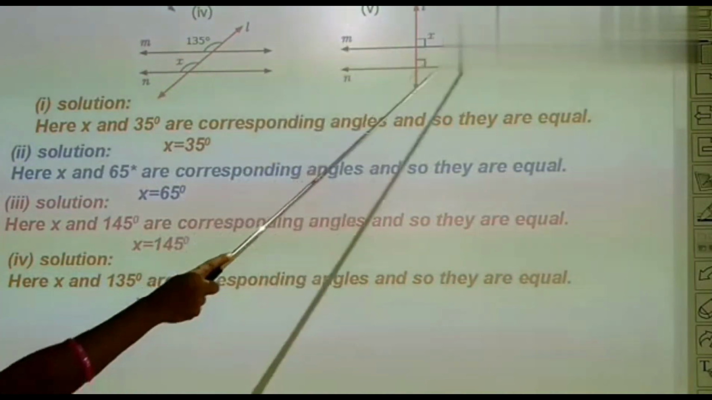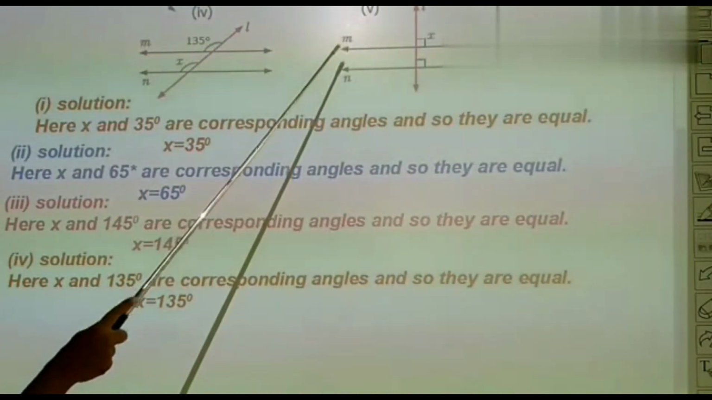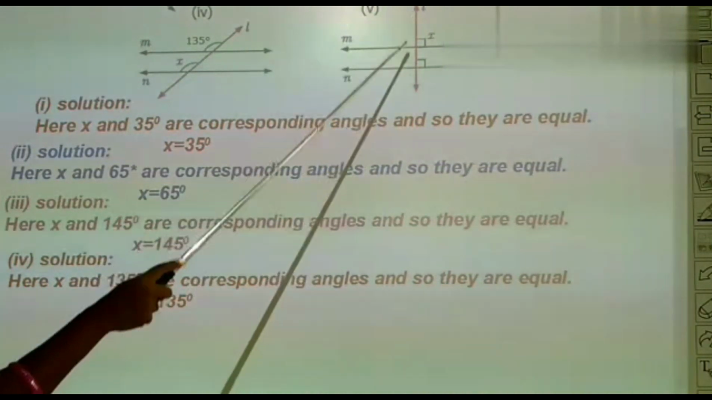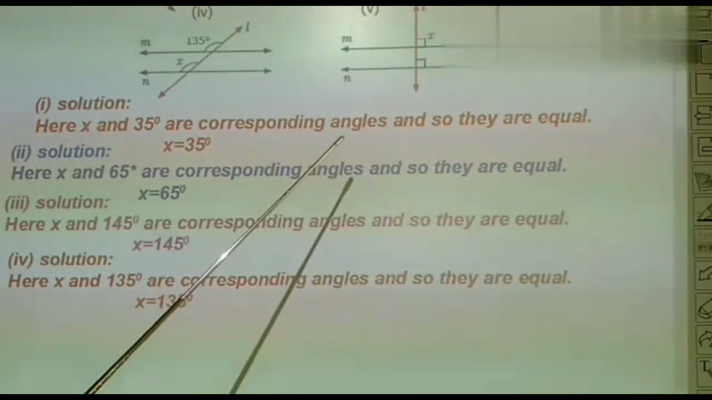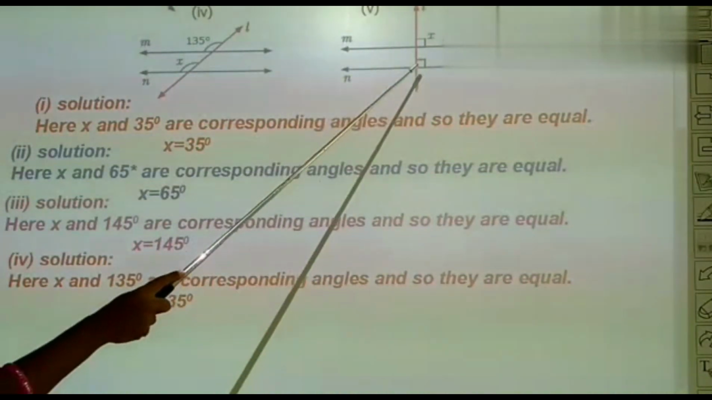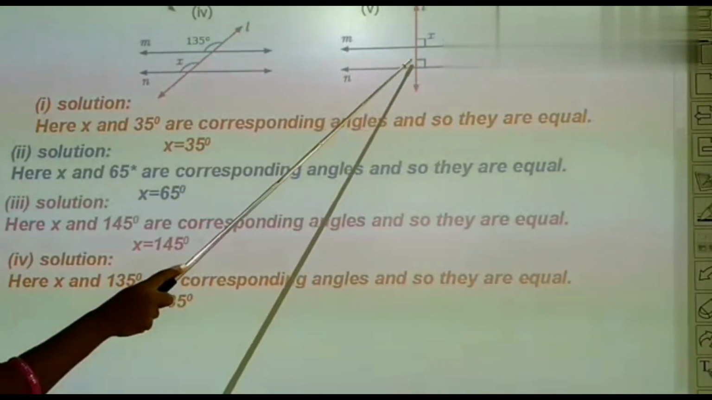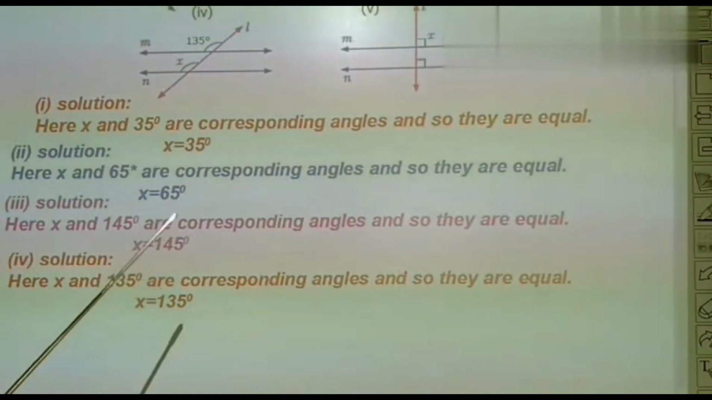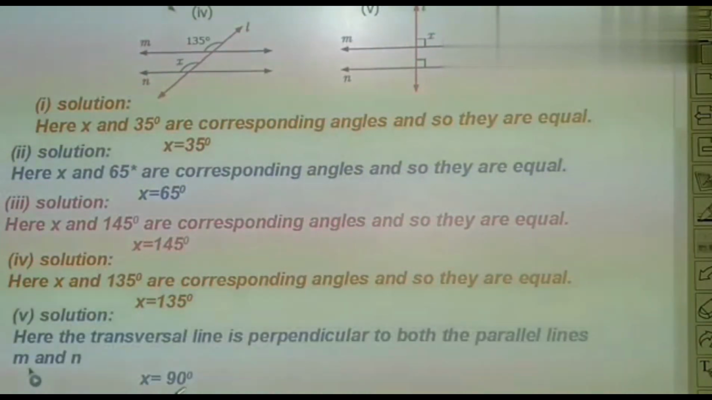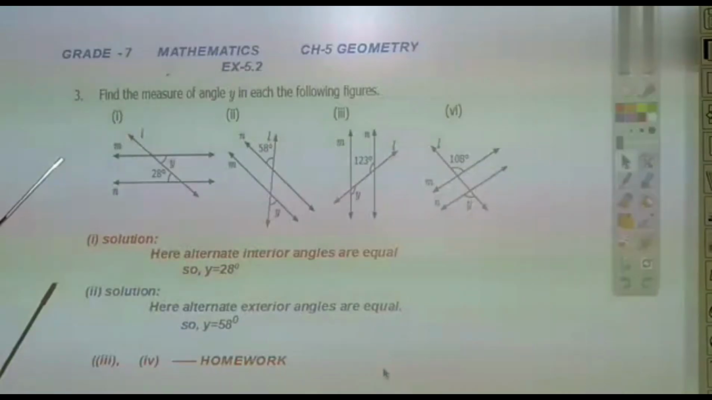Yes, here M and N are parallel lines and L is the transversal line, but the transversal line is perpendicular to the parallel lines. So it is a right angle. Right angle means we know that it is 90 degree. So x is equal to 90 degree. Perpendicular means it is the right angle, so it is 90 degree. x is equal to 90 degree.